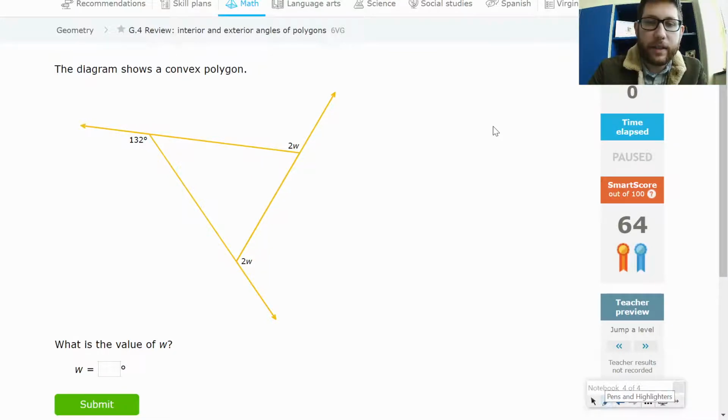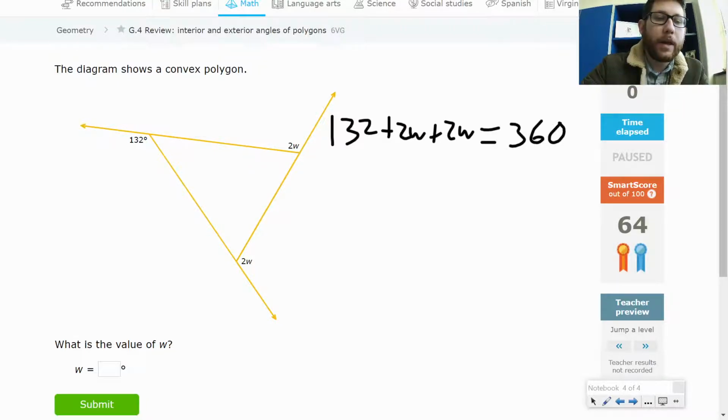So I'm going to use 360. Okay, so I know something is equal to 360, and I know 360 is the sum of the exteriors, so I can add them up. 132 plus 2w plus 2w. Notice how I added up every single one of the angles. I added 2w in there twice because I've got 2 of them.